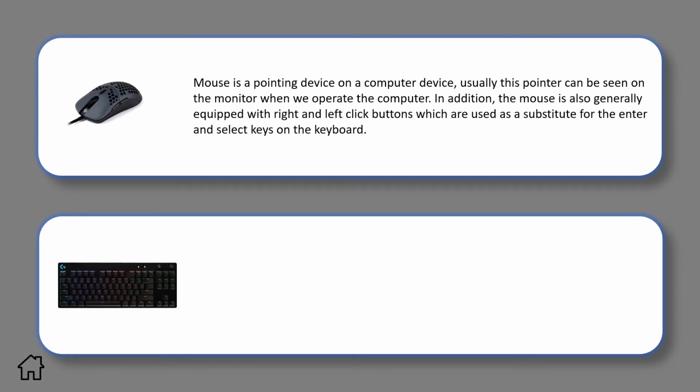Mouse is a pointing device on a computer. Usually this pointer can be seen on the monitor when we operate the computer. In addition, the mouse is also generally equipped with right and left click buttons which are used as a substitute for the enter and select key on the keyboard.